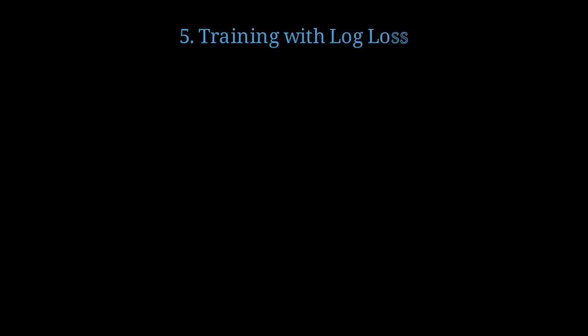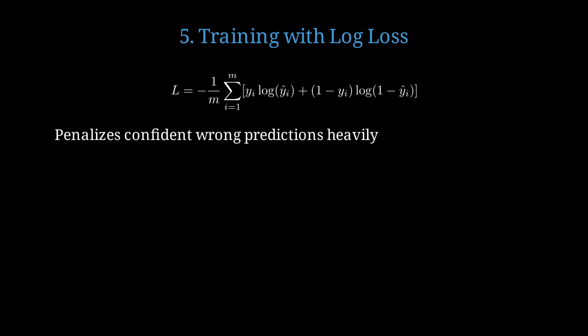Logistic regression uses log loss, also called binary cross entropy, as its cost function. The log loss function measures how far our predictions are from the actual labels. Log loss penalizes confident wrong predictions heavily, encouraging the model to be accurate and calibrated. We optimize this loss function using gradient descent to find the best weights.